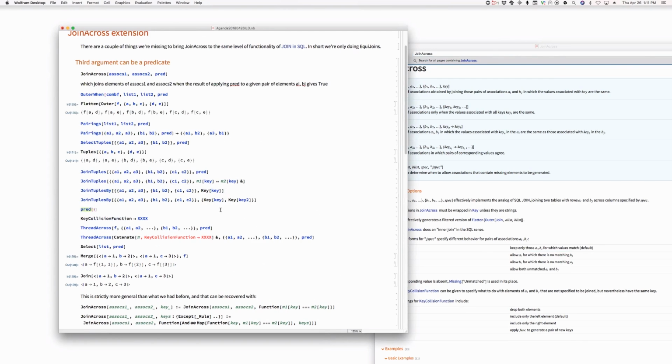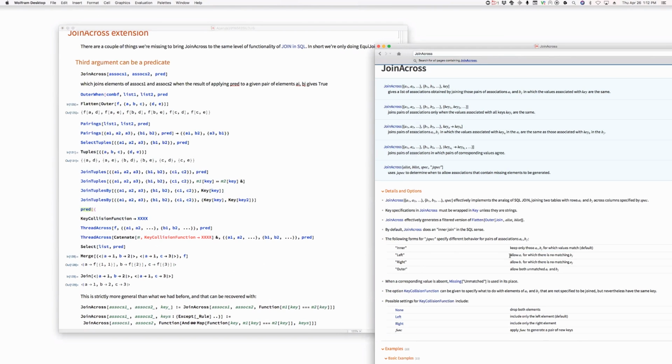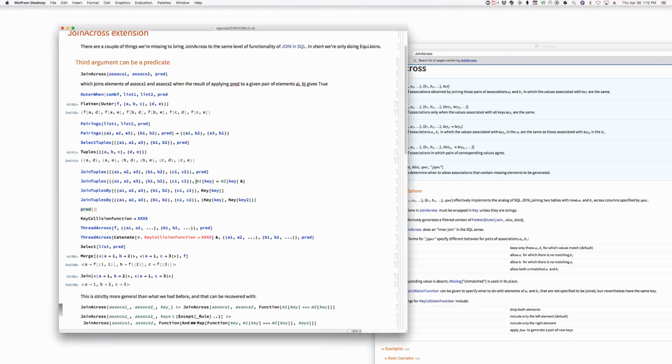Do you see what I'm saying? What is it given when there is no corresponding matching element, allow A-I for which there is no matching B-J? So that means that even when the predicate is false, you want to keep the thing on the left or the thing on the right. Yeah, but what does it mean to keep? What it means to keep is that you're in join.